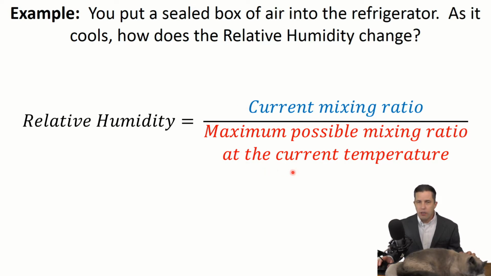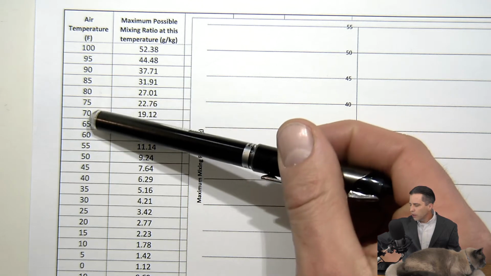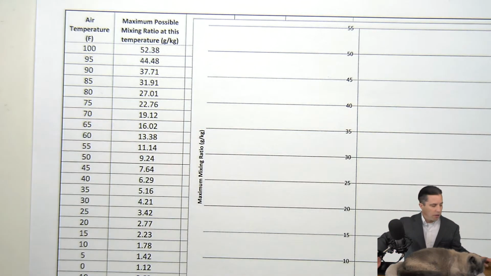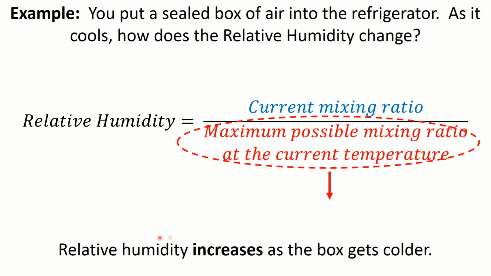Will the bottom of this change? Yes, we're assuming that we've got air that's probably room temperature. We're putting it in the refrigerator. It's going to start cooling. And so again, from the table, as we cool down the temperatures, we're going to have smaller and smaller maximum possible mixing ratios. So in this case, the bottom part of this fraction is becoming smaller. So now you're taking a number, you don't know the number, but whatever it is, you're dividing it by a smaller and smaller number as it gets colder and colder. So what happens to the answer? It gets bigger. If you divide by a smaller number, you get a bigger answer. So the relative humidity increases as this box gets colder.